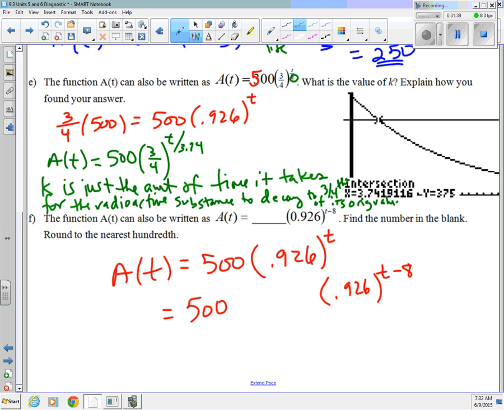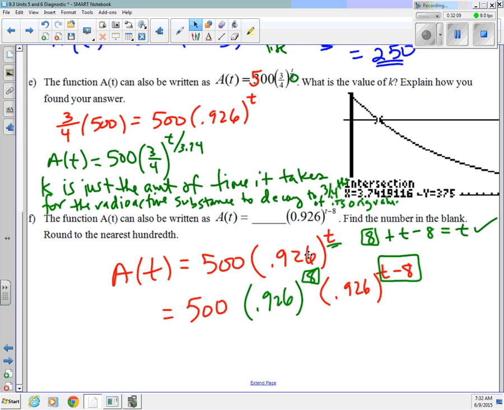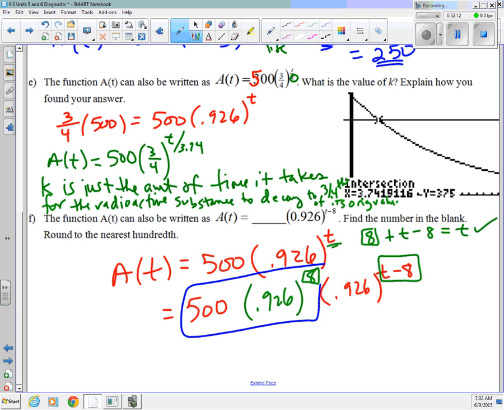So if I think about what has to go here, this exponent that I'm going to put in the green box plus t minus 8 has to be equal to t in order for these things to agree. Well, therefore, the number 8 has to go in the box. And my base is going to be 0.926. So just by properties of exponents, 0.926 to the 8 times 0.926 to the t minus 8 gives us the t. So now this number, 500 times 0.926 to the 8, is the number that goes in the box.